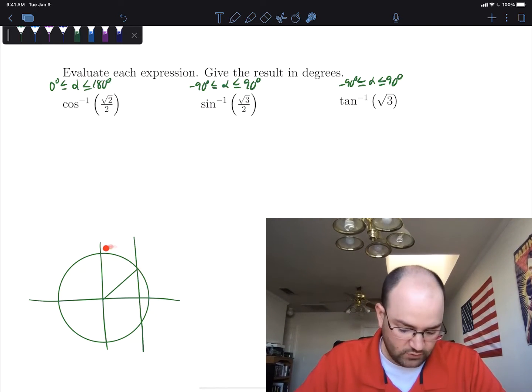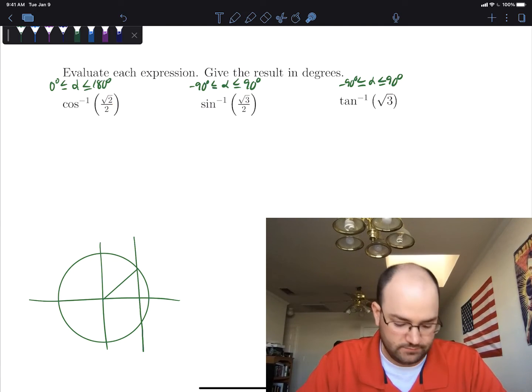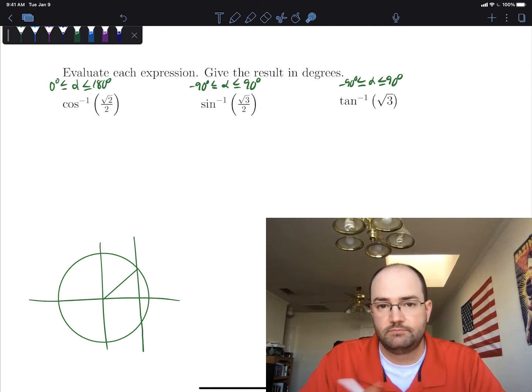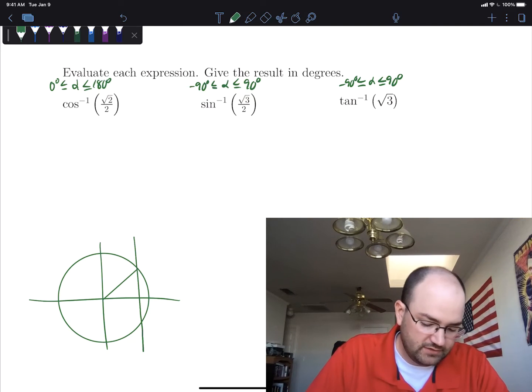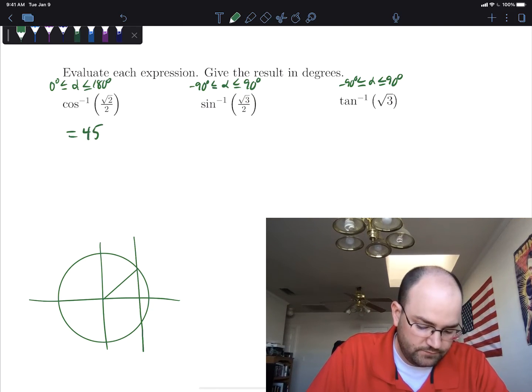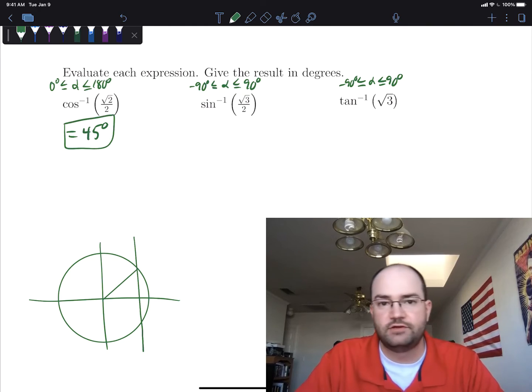Notice that it's in the first quadrant. So when is this equal to root 2 over 2? Now root 2 over 2 is at 45 degrees. So this means that this would equal 45 degrees. Awesome.